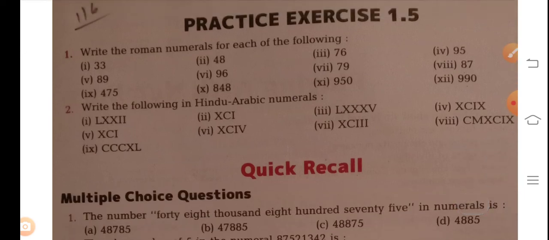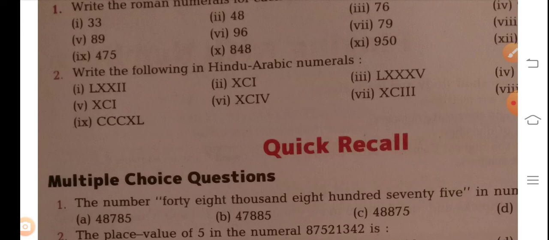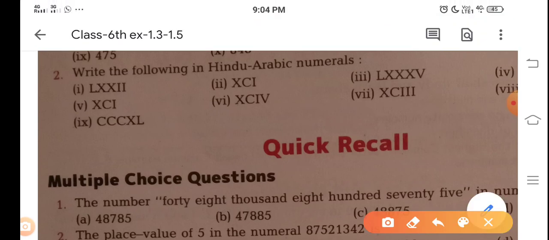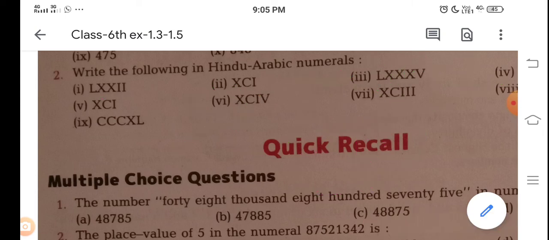If the next question asks for Hindu Arabic, how to write Hindu Arabic? Firstly, see here LXXII. L means 50, X means 10, plus 10, plus 2. So 50 plus 10 is 60, plus 10 is 70, plus 2, and it means 72. That's your answer. If you don't understand, then convert part by part.